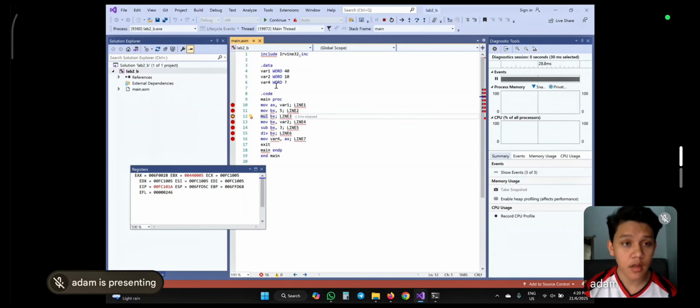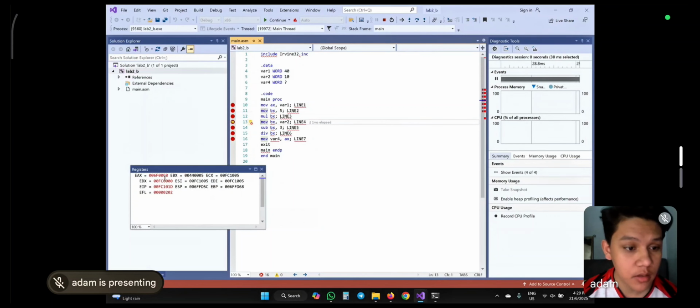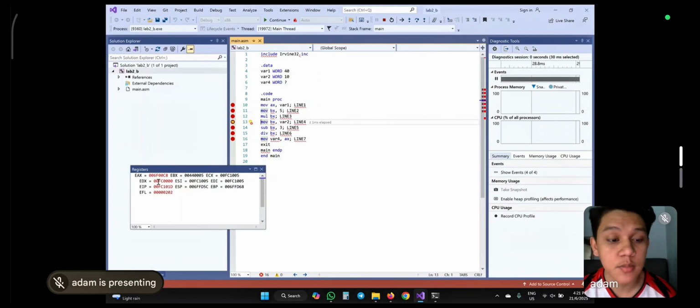Okay, so now let's execute line number 3. What will happen in line number 3? We can see here the value of EAX has changed into 00C8 hexadecimal. This is because in line 3 we are multiplying the value of AX, which is 40 decimal, with the register value of BX, which is 5, and 40 times 5 is 200 decimal. So 200 decimal in hexadecimal is 00C8 hexadecimal. That's why the value of AX is 00C8 hexadecimal.